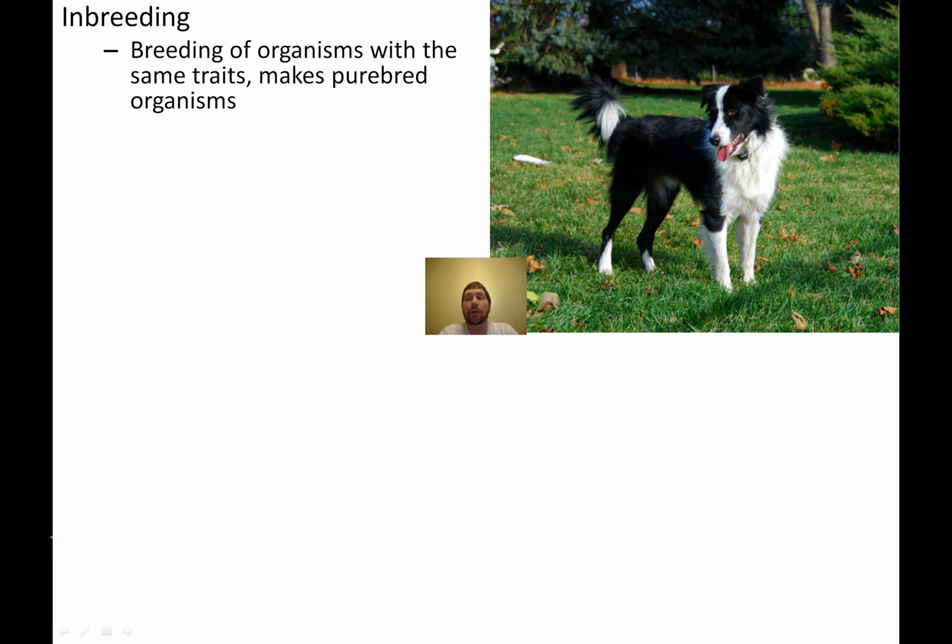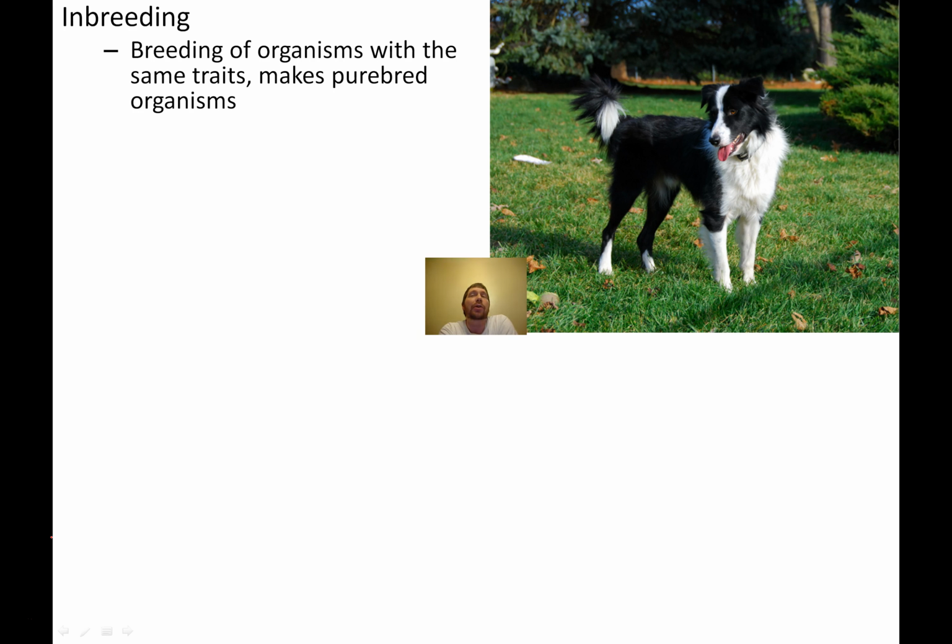Now why would we want to do this? Well, because this is the smartest dog in the world. And you don't want to mix him with something else. You mix this breed with any other breed of dog, you're going to make him dumber. And so that's why we breed border collies together, is we've isolated exactly the traits that we want. We've got the smartest dog in the world, and if we breed it with anything else, we're going to make it dumber.